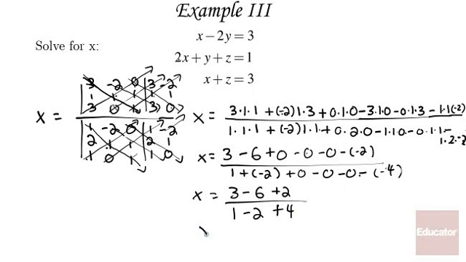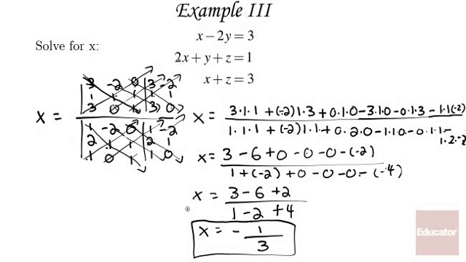Okay. Now, x equals, well, 3 minus 6 plus 2 is going to give me negative 1. In the denominator, I have 1 minus 2, that's negative 1, plus 4, that's going to give me 3. So x is negative 1/3. And as you can see, once you get it set up, it's a matter of just keeping track of all that multiplication and these signs.